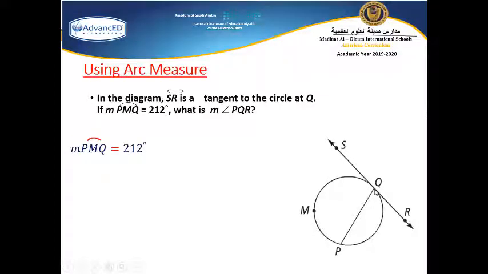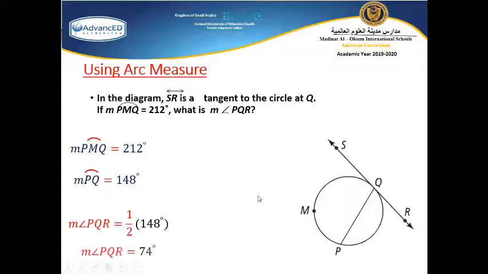As we see in the given, the measure of the arc PMQ is 212, then the remainder of the circle equals 360 minus 212, so the measure of the arc PQ equals 148. And the measure of the angle PQR, formed by the tangent SR and the chord PQ, equals half the measure of the intercepted arc PQ, then equals half of 148, which equals 74.